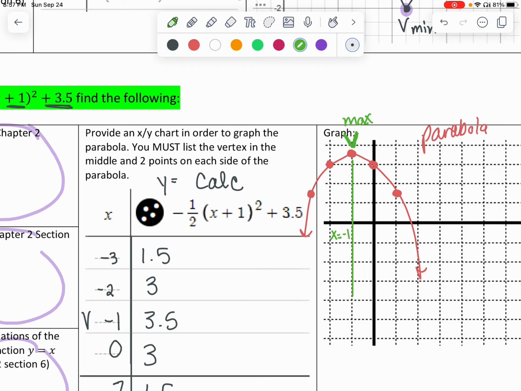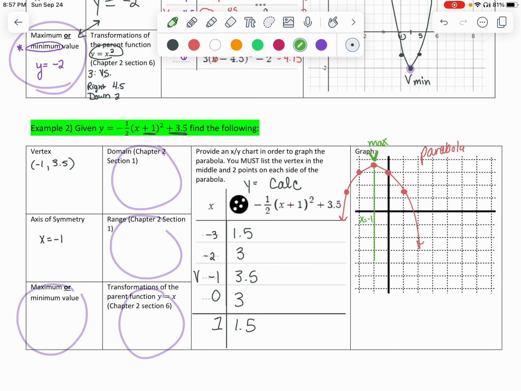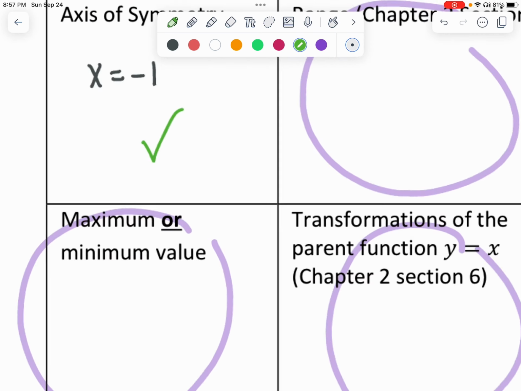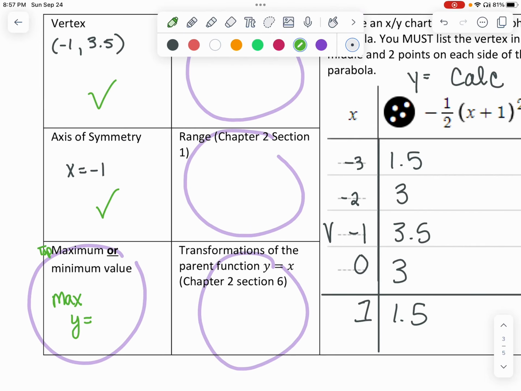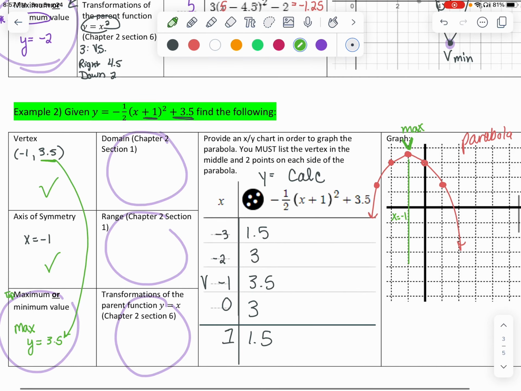Now let's finish by kind of putting this together, okay? So we have our vertex. That looks good. We have our axis of symmetry. That looks good. This parabola has a top to it. So since it has a top, it has a maximum. And the maximum happens at the y value. So what was the y value? 3.5. I'll draw an arrow. This parabola points left and right forever. So your domain is all real numbers. The range this time is less than or equal to our vertex number.